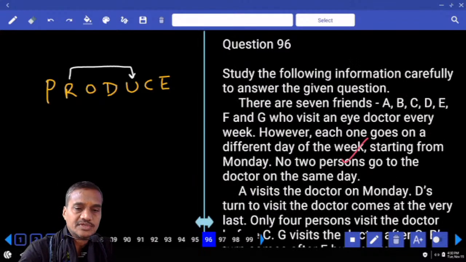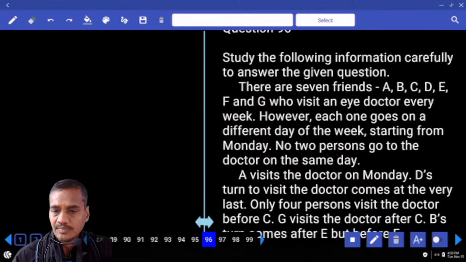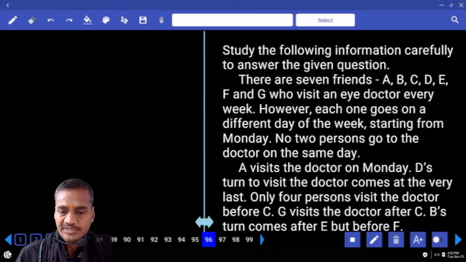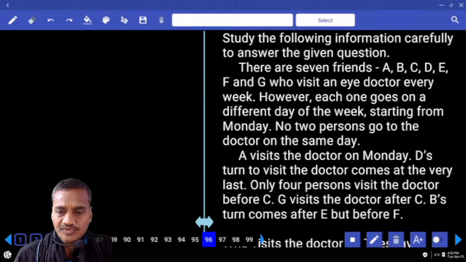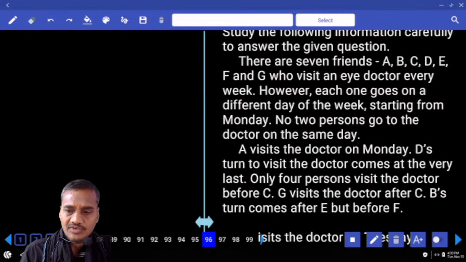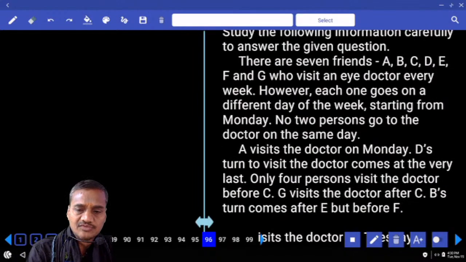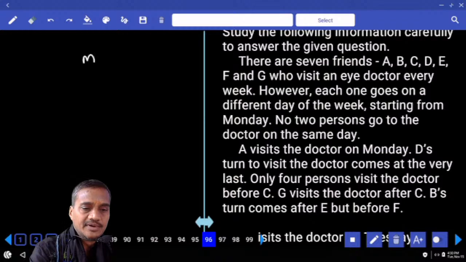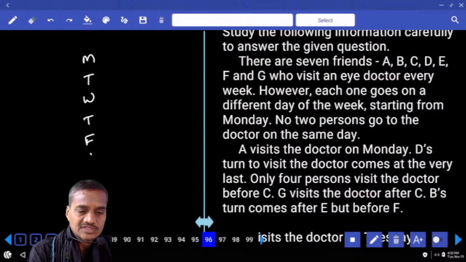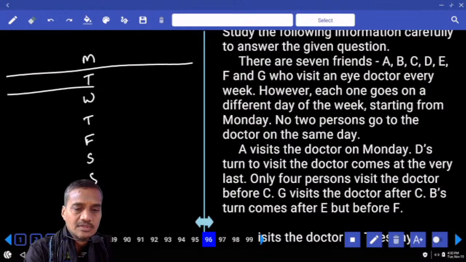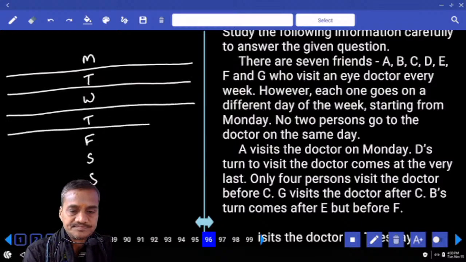Then 96 to 100. Now here it is based on 7 friends A, B, C, D, E, F and G who visit an eye doctor every week. However, each one goes on a different day starting from Monday. Now Monday, Tuesday, Wednesday, Thursday, Friday, Saturday and Sunday. And so how many days do we have? 7 days. Now these 7 persons attended on these 7 different days.